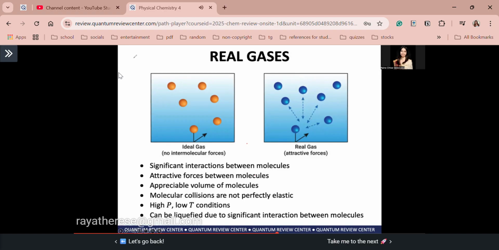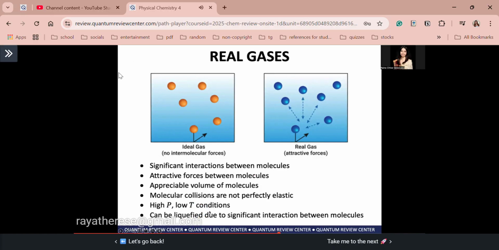Remember guys, real gases have high pressure, low temperature conditions. Earlier, ideal gas had low pressure, high temperature conditions. And lastly, real gases can be liquefied, meaning we can convert them into liquid because of the interactions between molecules. So that is the behavior of real gases.